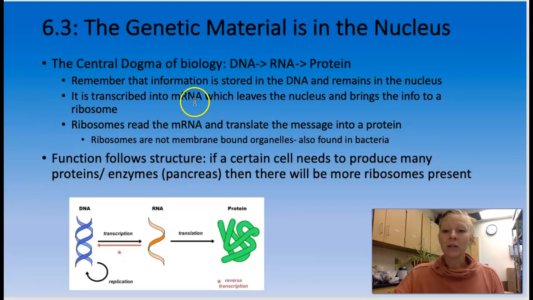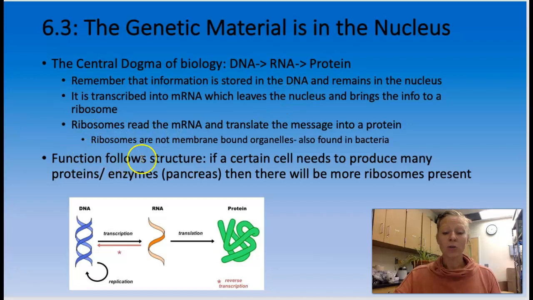So the genetic material is in the nucleus. Remember the central dogma of biology. This is going to come again and again and again. We have DNA, RNA, and protein. So that DNA is where the information is stored. It gets transcribed into RNA by a protein or by enzymes, and then it leaves the nucleus and it is made into a protein with the help of a ribosome.